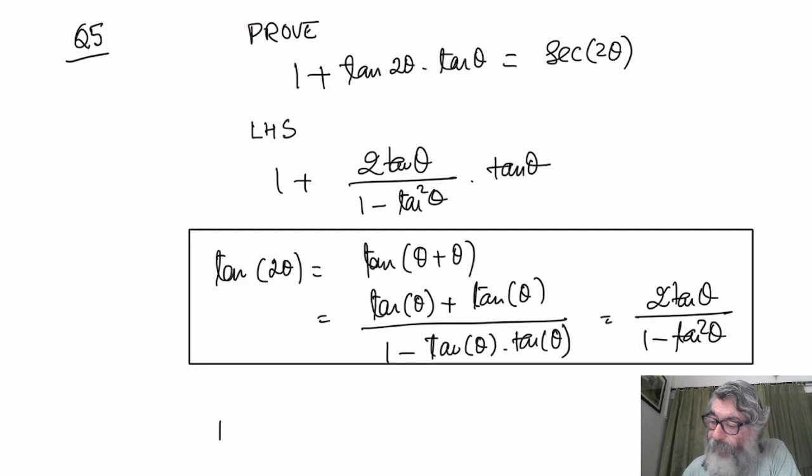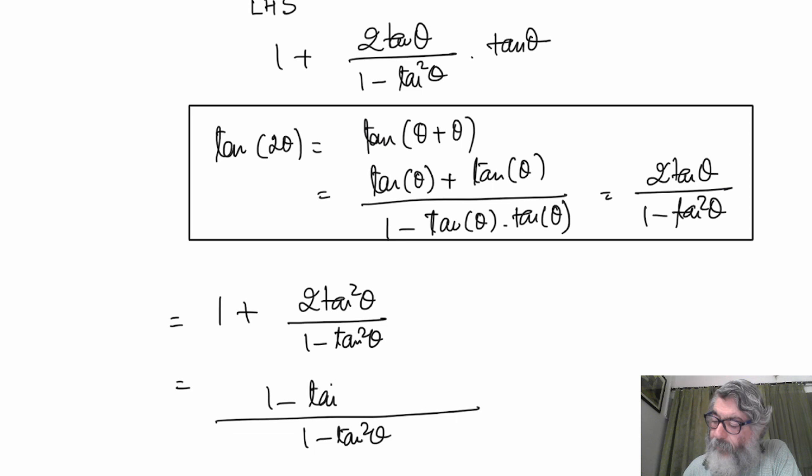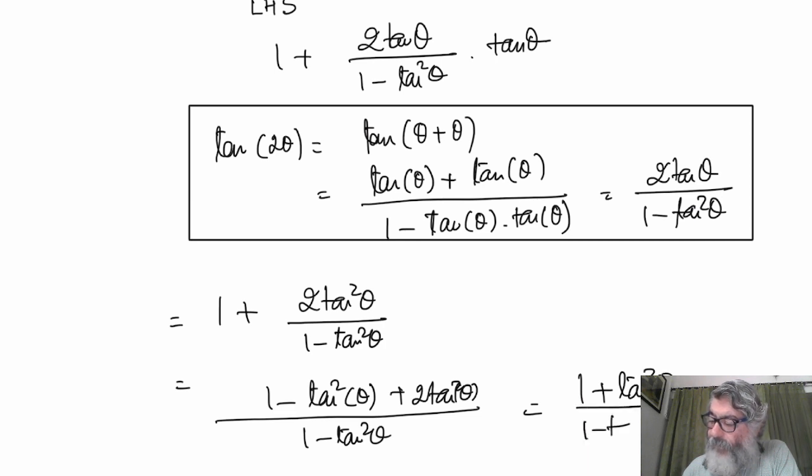So what will I get? I will get 1 plus 2 tan square theta upon 1 minus tan square theta, because tan theta into tan theta will be tan square theta. When I take the LCM, what will happen? 1 minus tan square theta is the LCM. It will become 1 minus tan square theta plus 2 tan square theta. This will become 1 plus tan square theta upon 1 minus tan square theta.